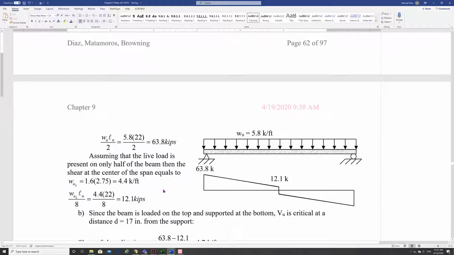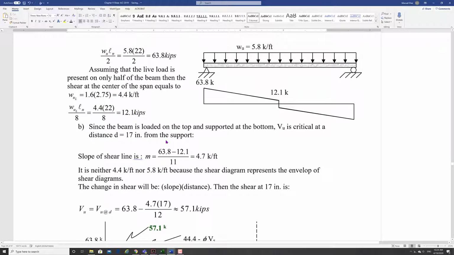Okay. Since we're loading at the top and we have a compression reaction, then D will be 17 inches. So here you have to be careful, right? You will say, oh, okay, I want to find my value at the distance D. So I'm going to subtract my load, right, times D. That's what we've normally been doing. We can't. We can't do it anymore. Why?